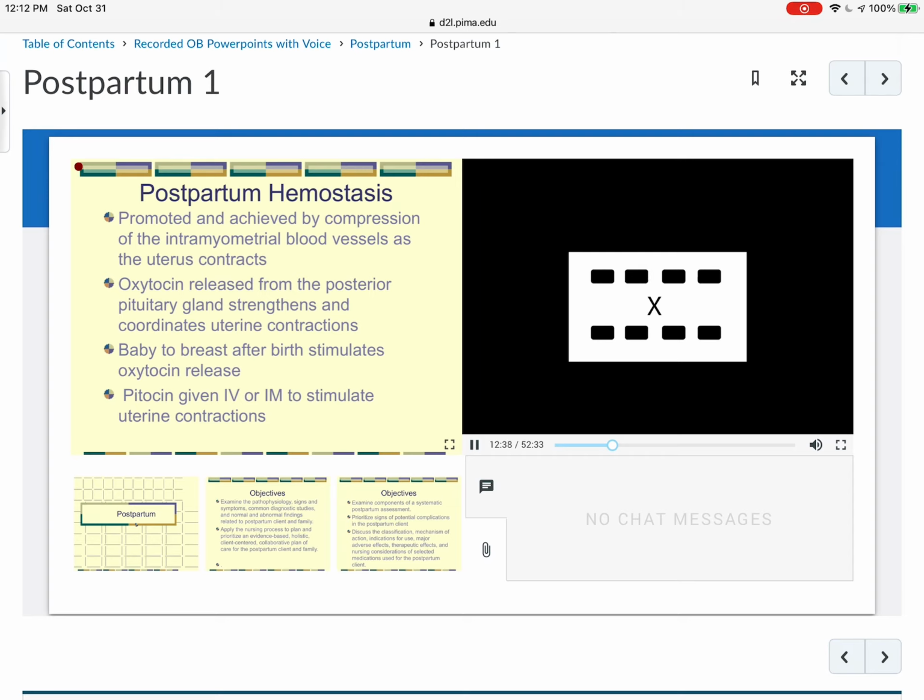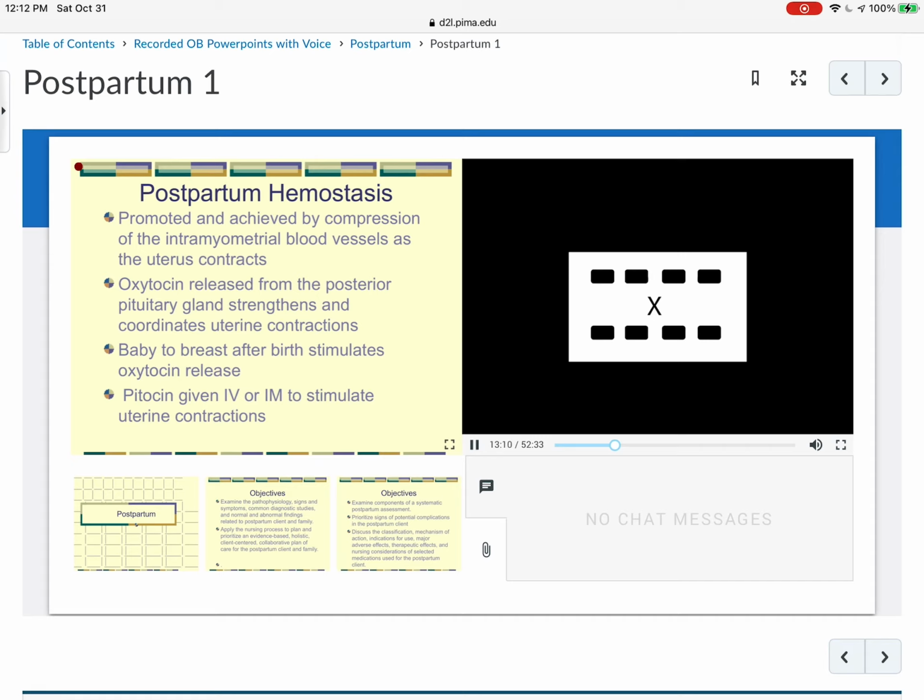Interestingly, for involution to occur and return the uterus to its pre-pregnancy state, it's achieved by the compression of the intramyometrial blood vessels. Basically, the blood vessels contract or constrict as the uterus contracts. The body does its own work. It releases oxytocin from the posterior pituitary gland, which strengthens and coordinates uterine contractions. It's the same hormone that was released during labor to have contractions and push the baby out.